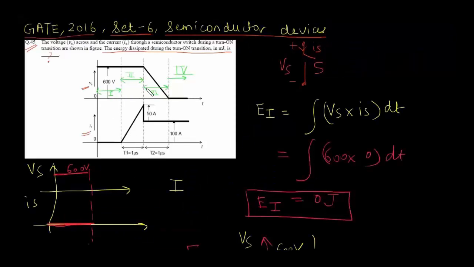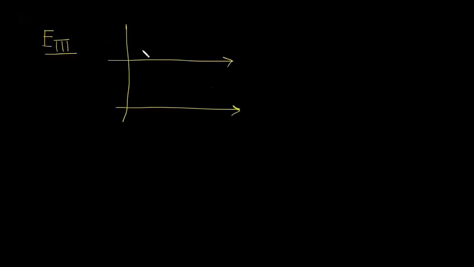So similarly, you can solve for the third interval. In the third interval, your Is is constant at 100 amp and Vs starts falling from 600 volt to 0 volt in 1 microsecond. So for the energy dissipation during interval 3, this is Vs, this is Is. So Is stays at 100 amp, it is constant during interval 3, and Vs starts falling from 600 volt to 0 volt in 1 microsecond.